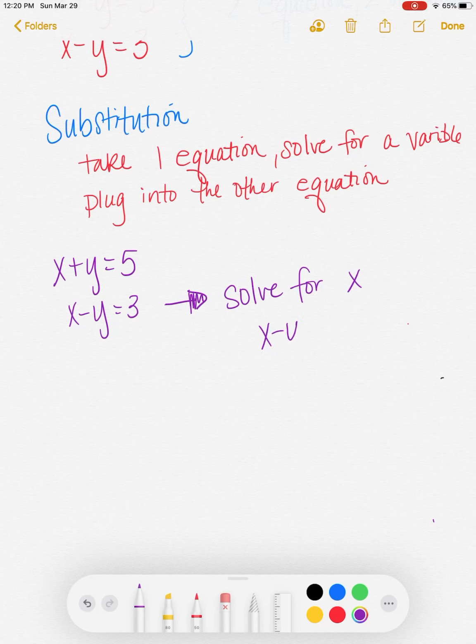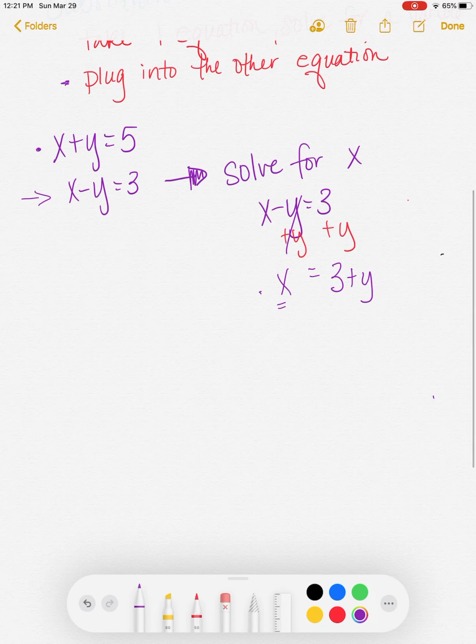So if I have x minus y equals 3, if I want to solve for x, I need to add y to both sides to get x all by itself. So when I do that, I have x, these cancel, is equal to 3 plus y. All right, so I have taken one equation and solved for a variable, x. My next step is to plug into the other equation. It is very key that you plug into the other equation, not back into the same equation, because it's not going to get you anywhere.